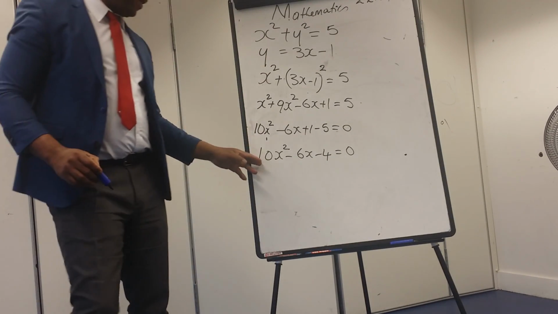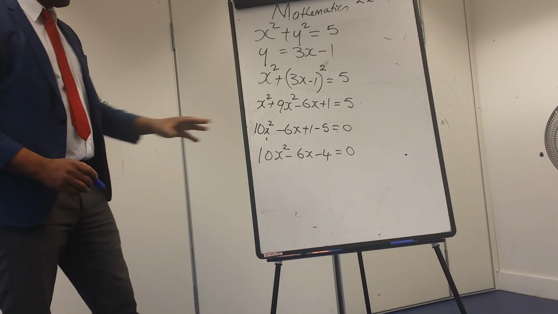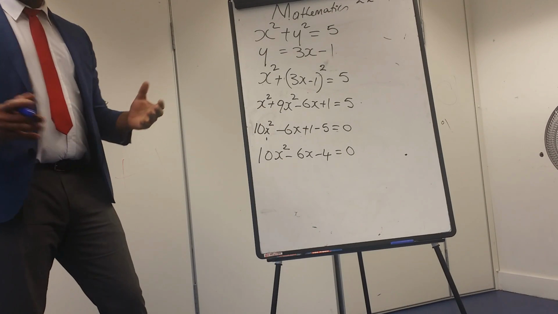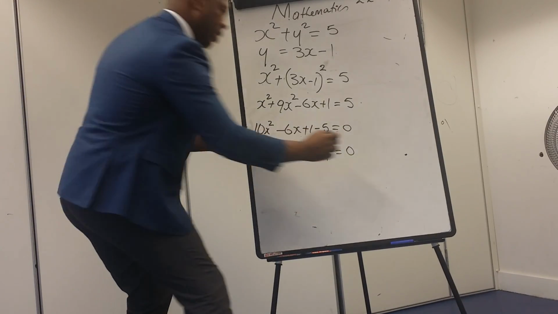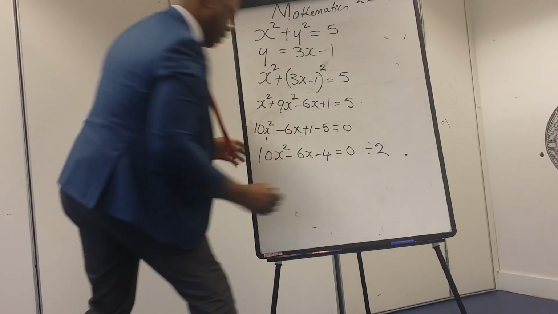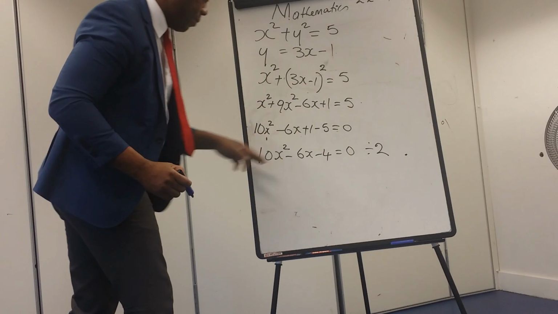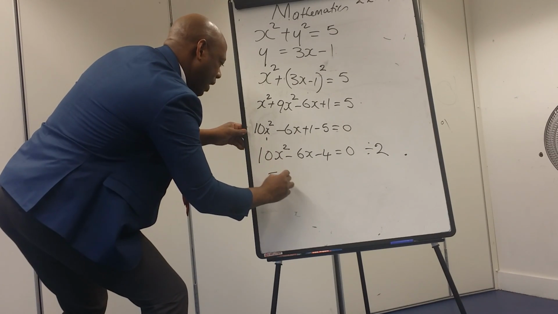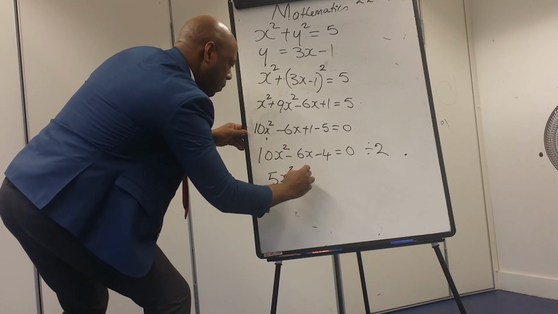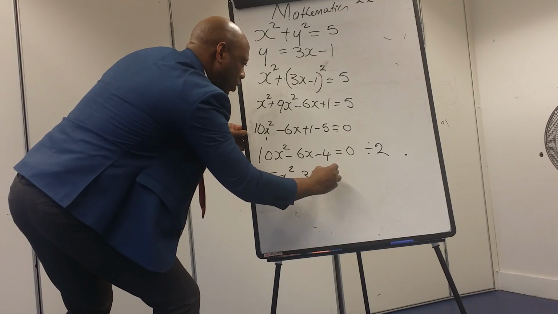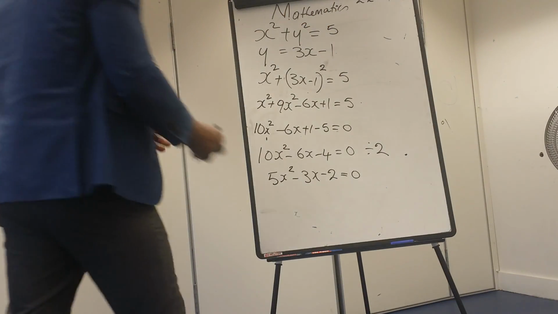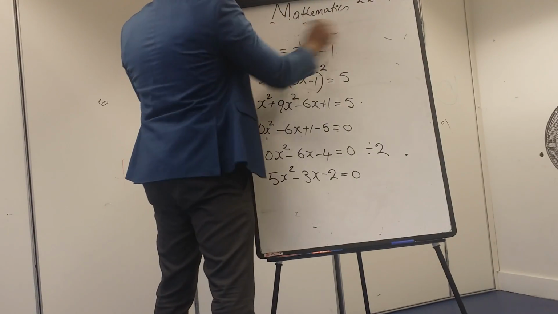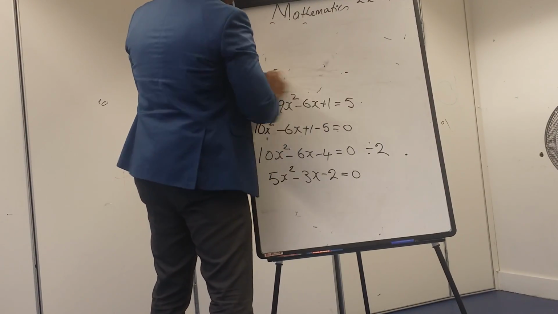Okay? Now we need to factorize in order to solve our equation. But just to make our life easier, we can divide through this equation by 2. If we divide this equation by 2, we will have 5x squared minus 3x minus 2, and that's all equal to 0. Okay, so now we can factorize and solve for x.